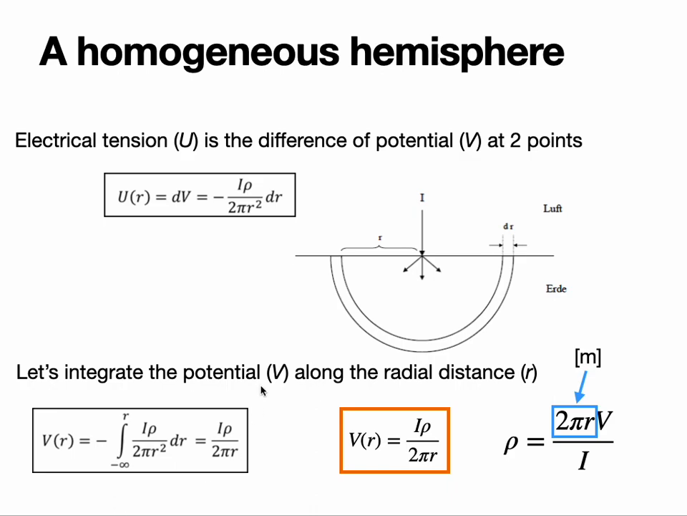Another thing which can be noticed here is that if you solve this expression for the resistivity, then you get 2 pi r V over I. And what you see here is that the relationship introduces a factor of unit meters, because r is a distance of unit meter and 2 pi has no unit.